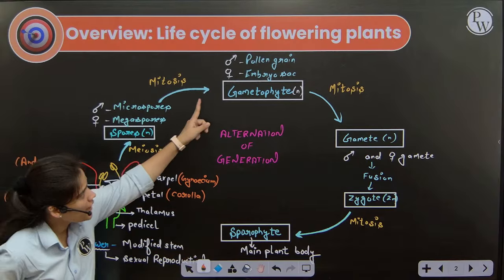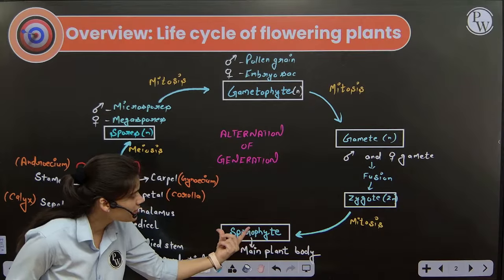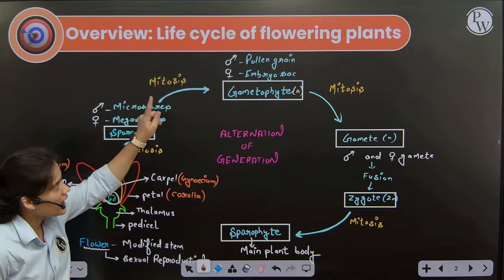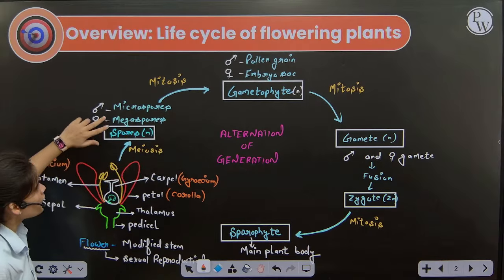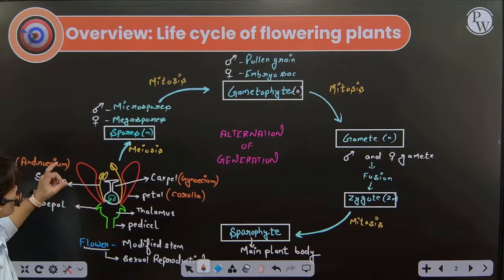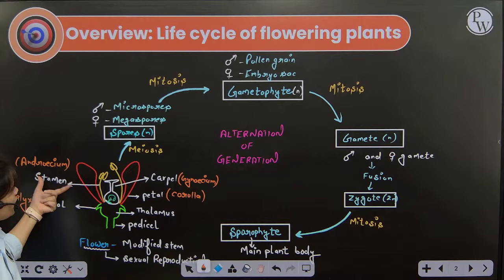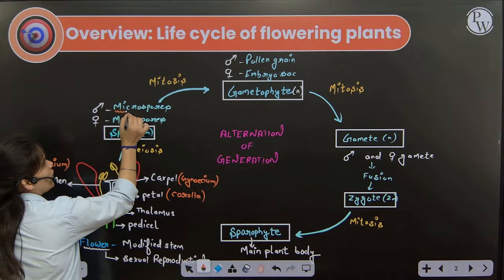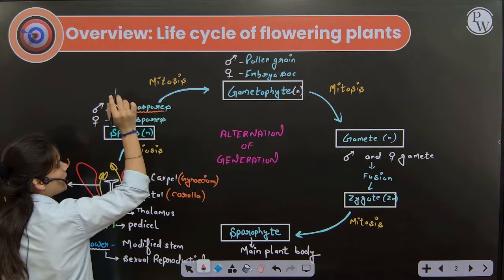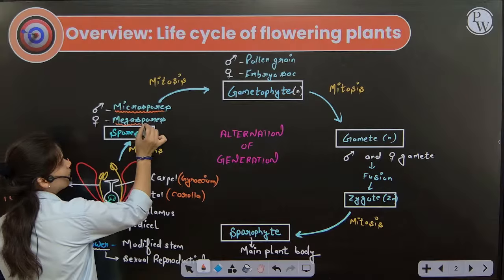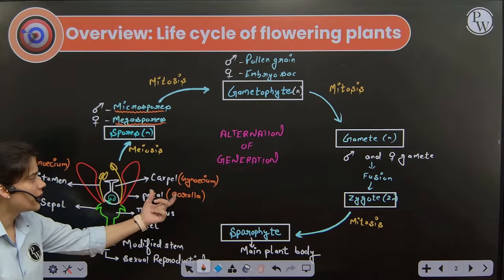Sporophyte. How does it form gametophyte? As the name suggests, spore. Sporophyte first is going to form spores. In case of flowering plants, there are two different types of spores, male spore and female spore. Male spores are produced by the male reproductive part, that is stamen. Stamen first is going to produce male spores, and male spores are known as microspores. Then female spores, megaspores, are formed by the female reproductive part, carpel.